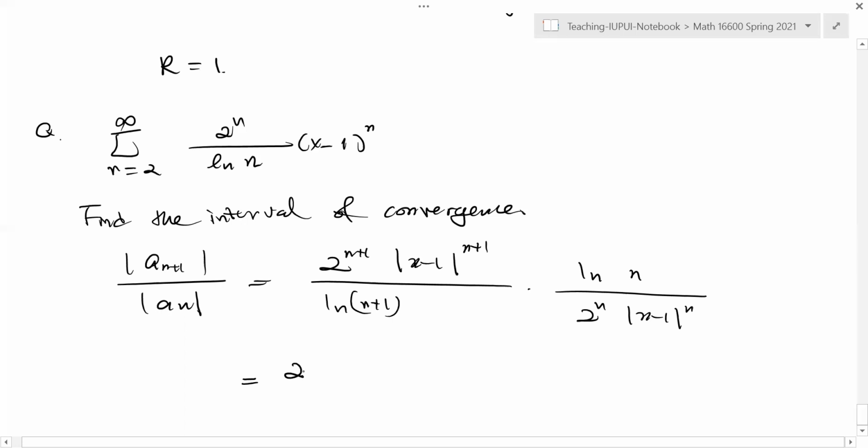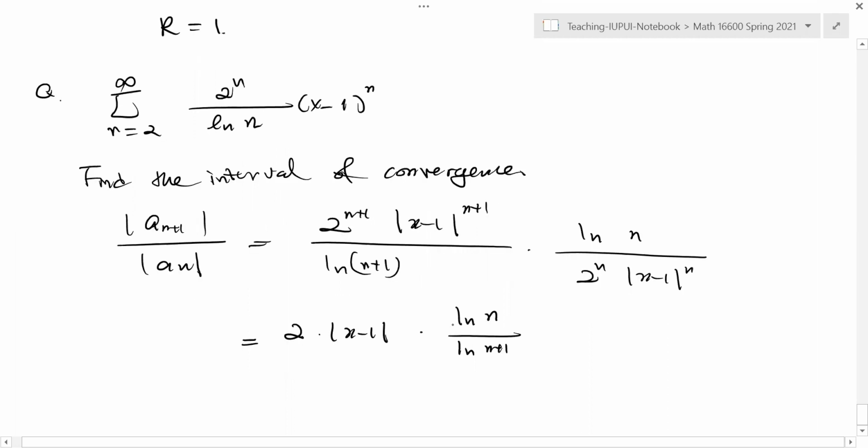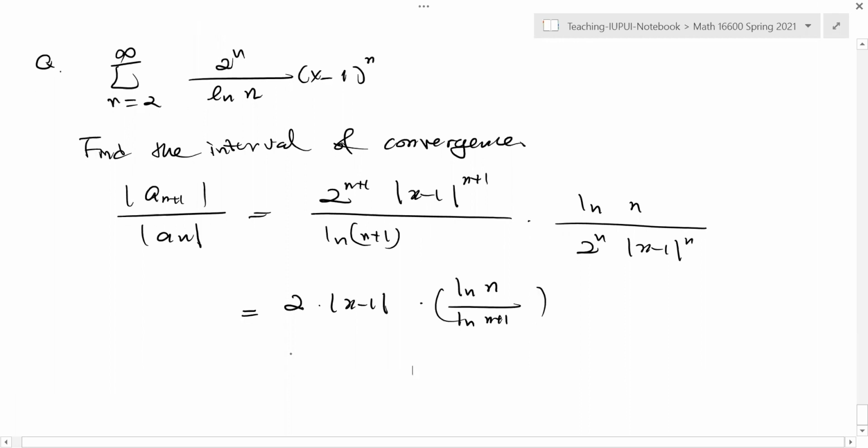So I get 2, then I also get absolute value of x minus 1. Then there's an additional term here which involves n, and I think clearly that limit is 1. And this part is also limited to 1. Why is the limit of this 1? I can discuss this a bit later. So the limit is 1 as n approaches infinity.